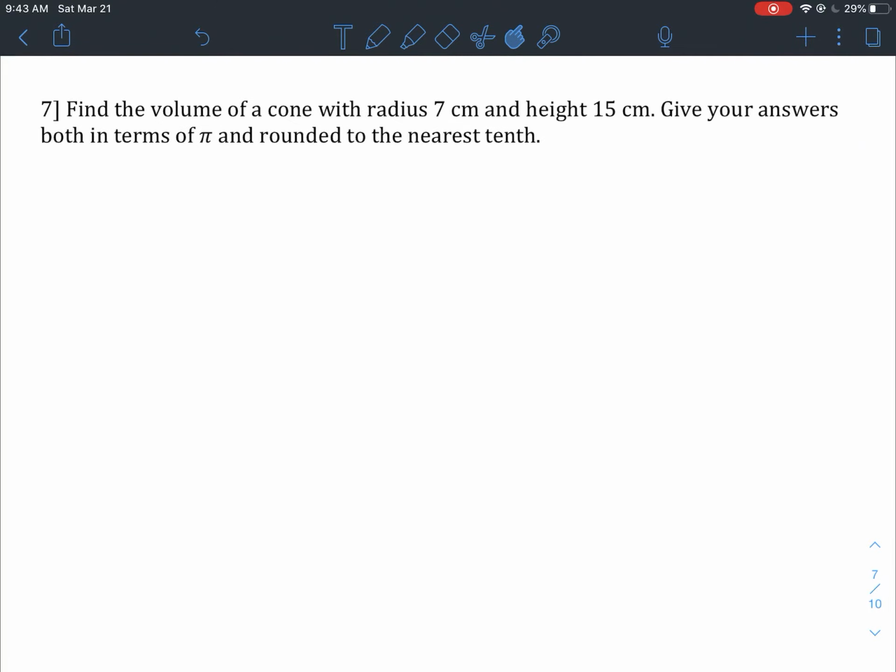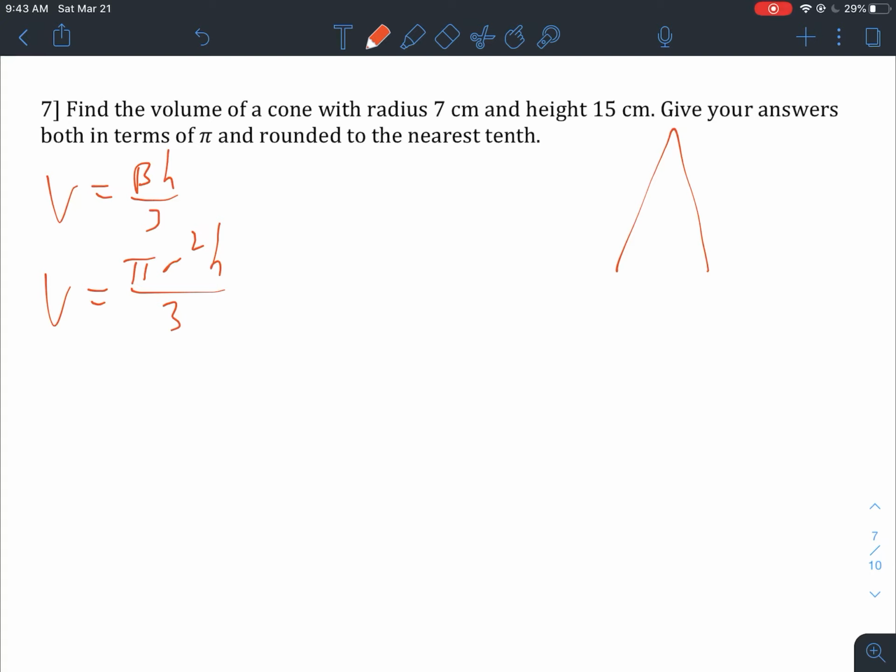Finally, we're going to look at some cones here. So a cone is the same formula. The only difference is B is going to be a circle. So we can replace that with pi r squared. Again, you don't need to draw this, but if you want to, quick drawing here. Radius is 7, height is 15.